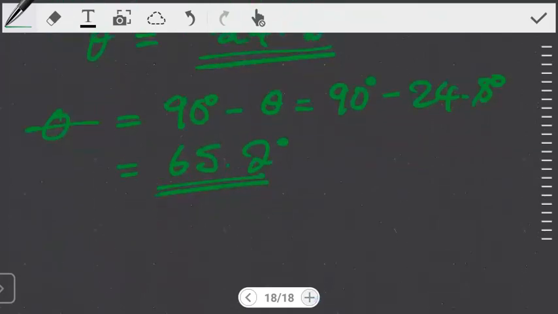Now, how do we actually test it? Well, since we were given the range to be 70 meters, I want to see if we projected this arrow at an angle of 24.8 degrees with a velocity of 30 meters per second, will it actually have a range of 70 meters? Let's see if that's the case. So of course, the first thing is, we want to find the time it takes to reach the maximum height.